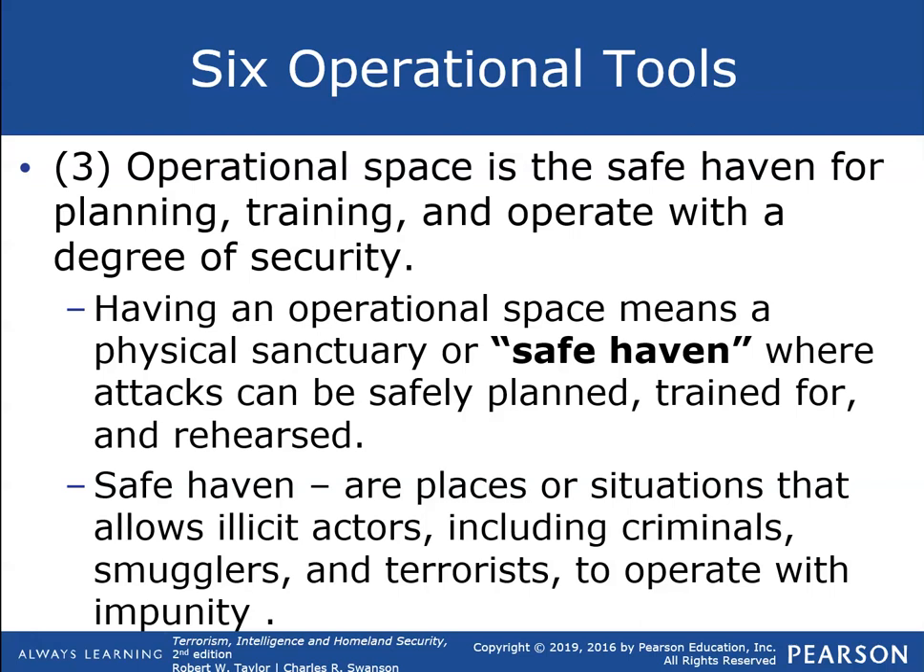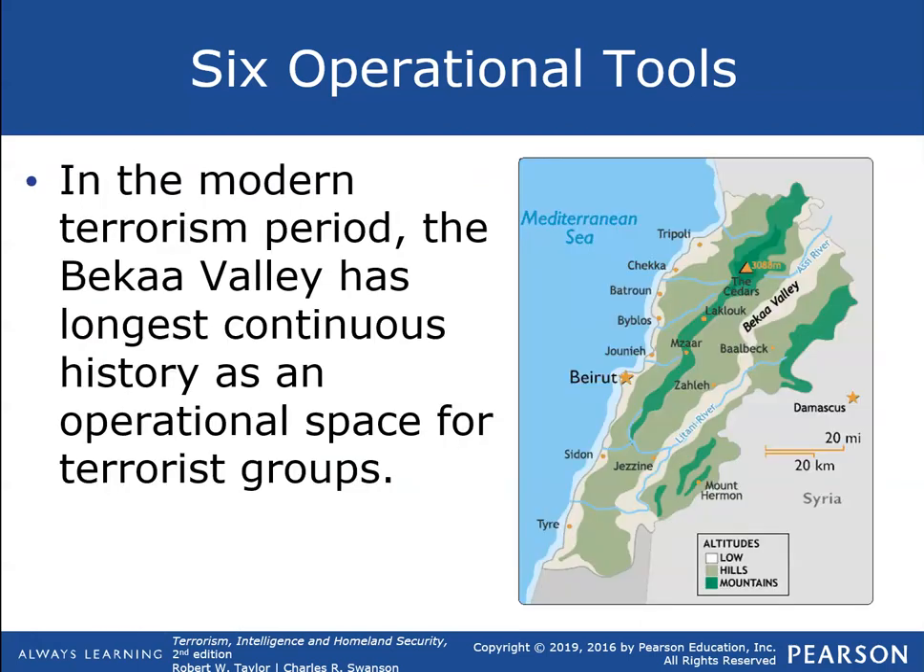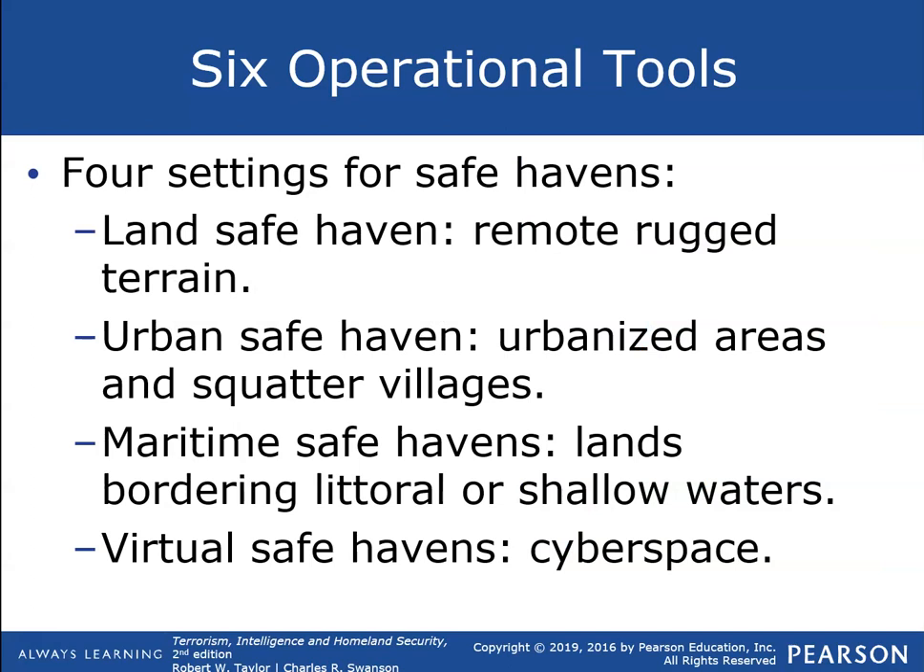So one way of thinking about operational space is the types of settings that are used as safe havens. And Lamb identifies 4 different settings for safe havens. Okay, so the first would be a land safe haven, meaning remote, rugged terrain. This is the classic land safe haven. It's a region that is out of the way, possesses rugged terrain, and has a low population density with little or no government presence or interference, and even a dense vegetation cover.